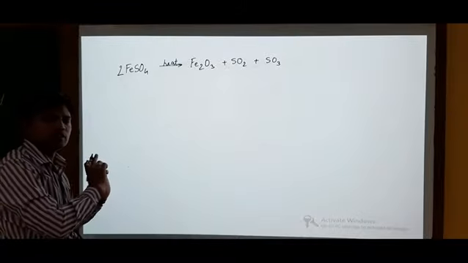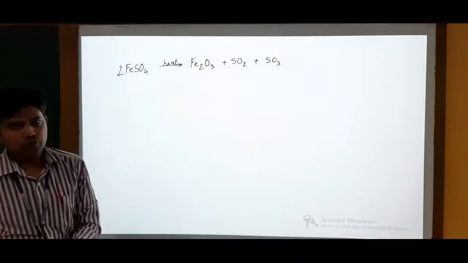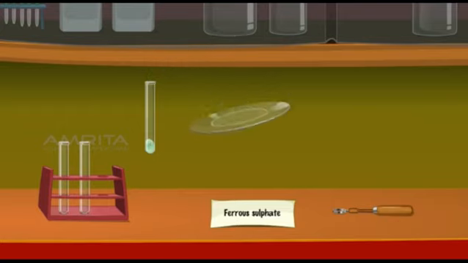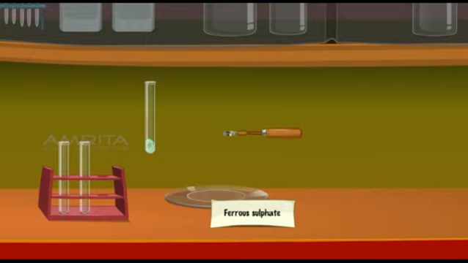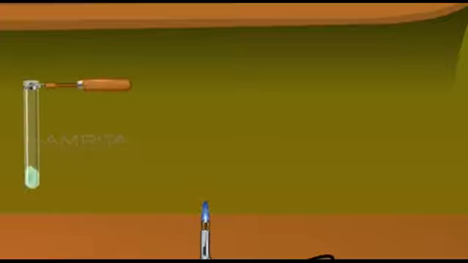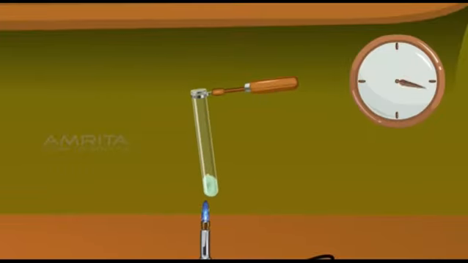Again, we are going to see the same reaction through a video. 4. 7H2O in a dry boiling tube. Hold the boiling tube with a test tube holder. Heat the boiling tube over the flame of a burner.